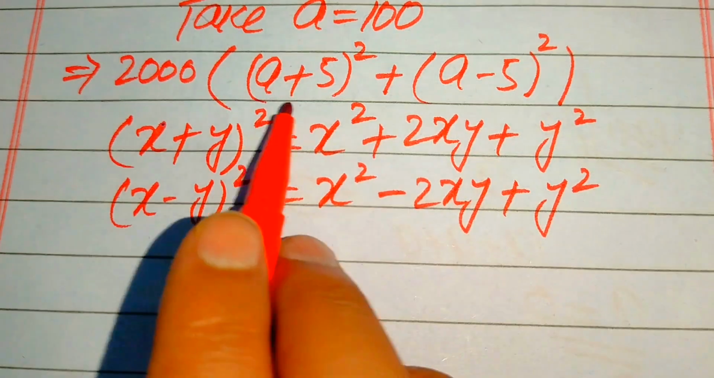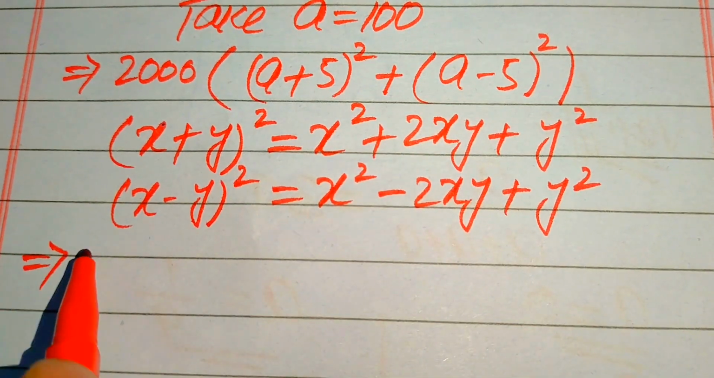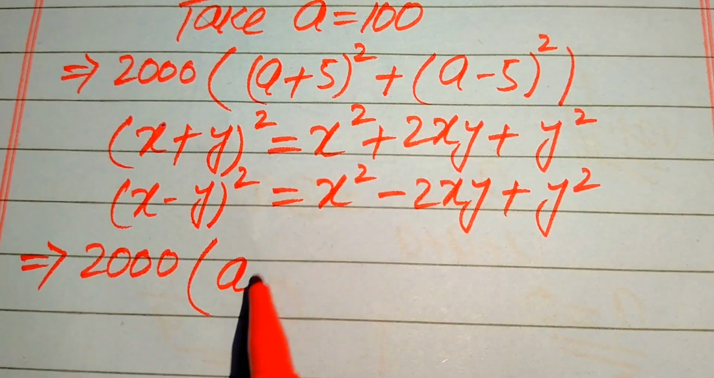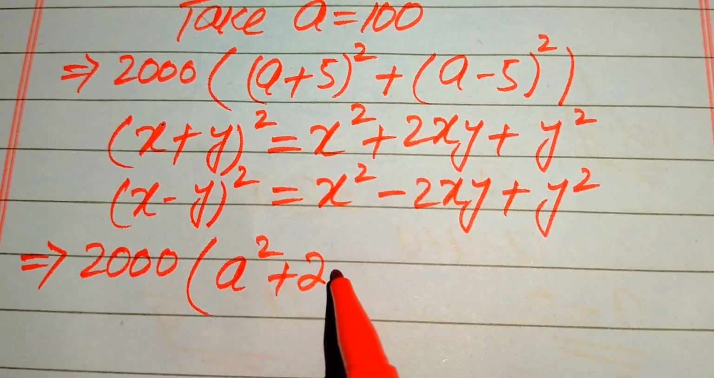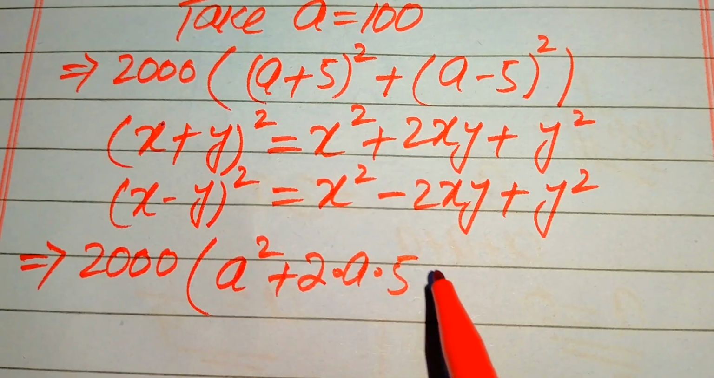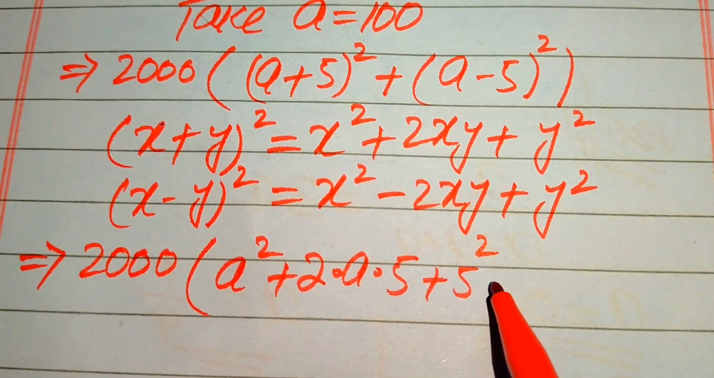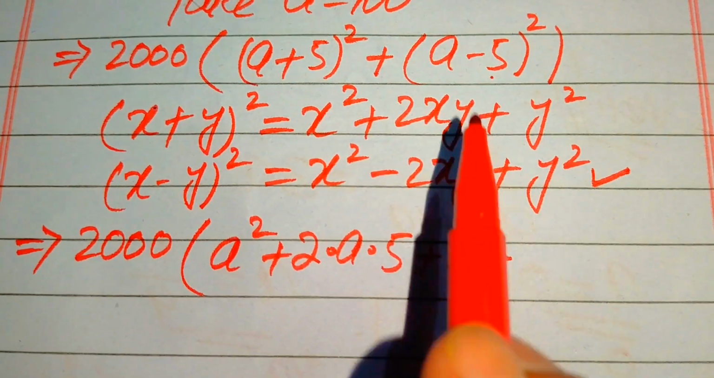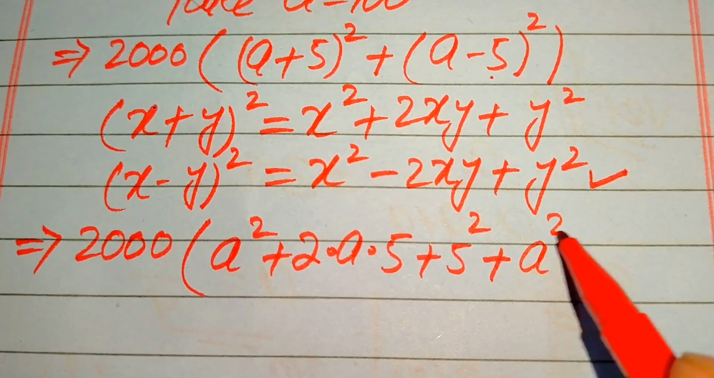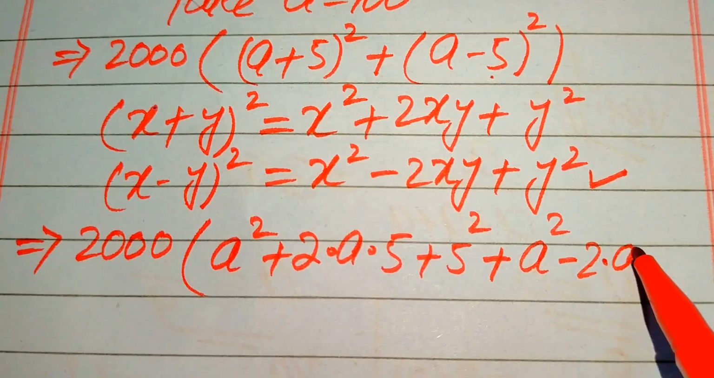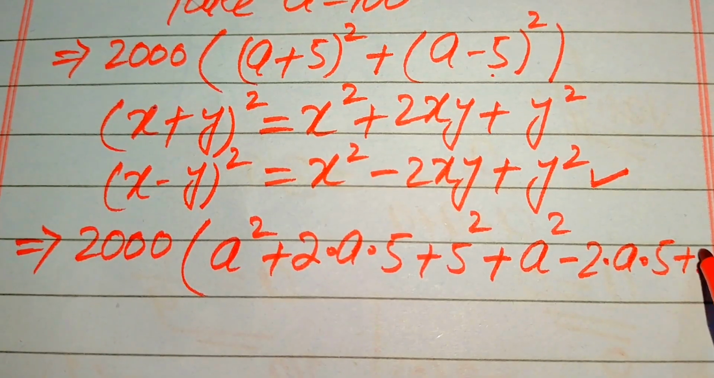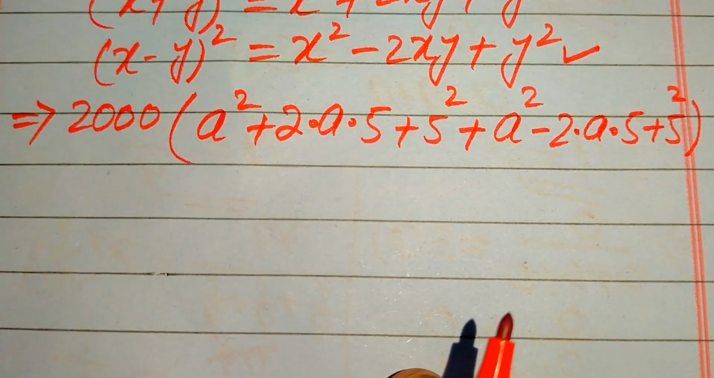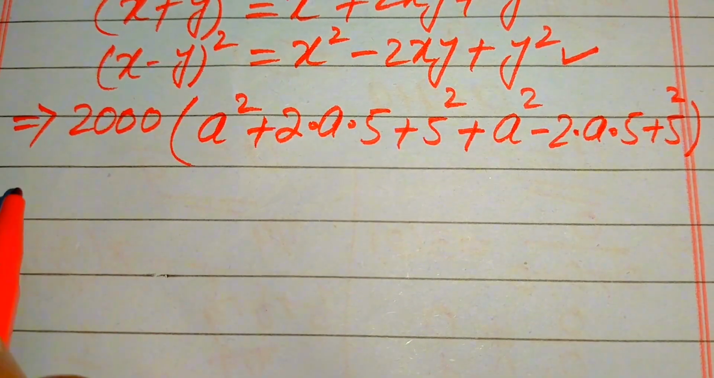So here we use both of these two formulas on the above expression, so that our expression is written as a square plus 2 times a into 5 plus 5 square, and plus, in the same pattern, we use this second formula on this expression, and this will be written as a square minus 2 times a into 5 plus 5 square. So we need more simplifications here to write our answer into a more simplified form.